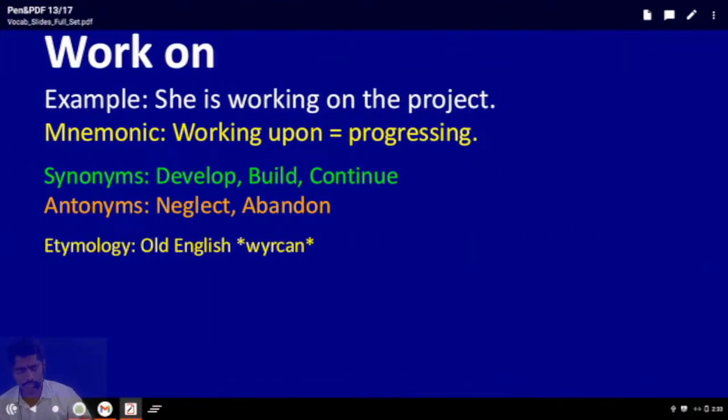Work on. Work on is used for developing, building, continuing. She is working on the project. Means she is building, she is continuing. We are all working on our improvement. We are all working on our learning. We are all working on our preparation. She is working on her communication before the interview.